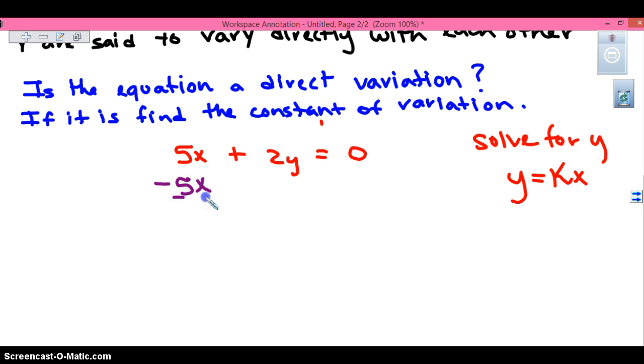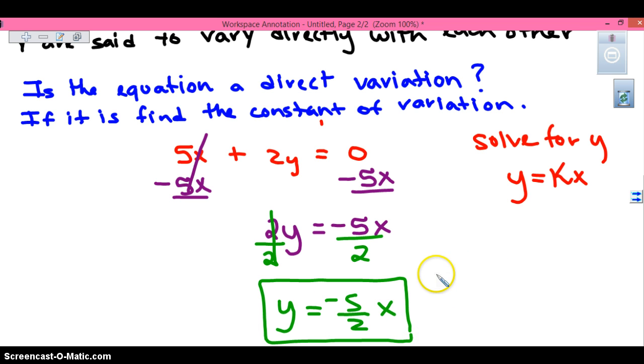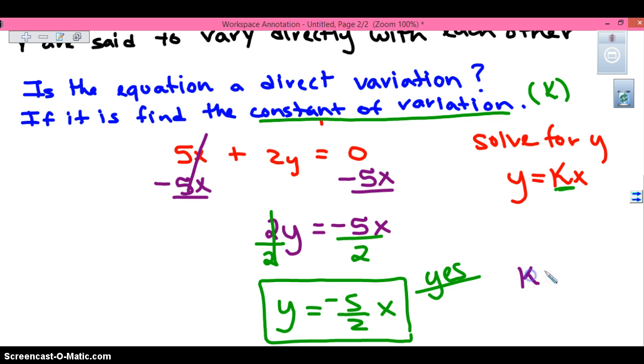So we're going to subtract 5x from both sides. 2y equals negative 5x. Divide by 2 on both sides. Y equals negative 5 over 2x. This right here is a direct variation. So yes, this equation is a direct variation. If we need to find the constant of variation, the constant of variation is k. What is the constant of variation here? Negative 5 over 2.